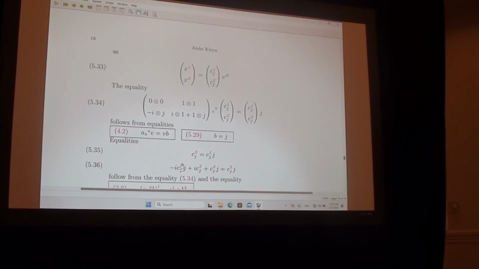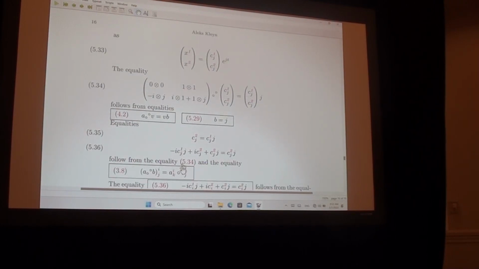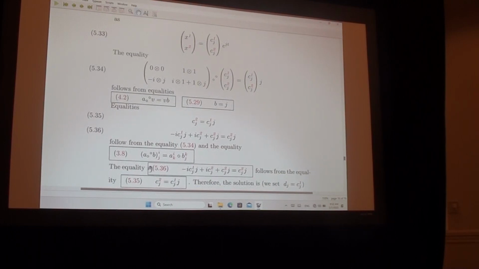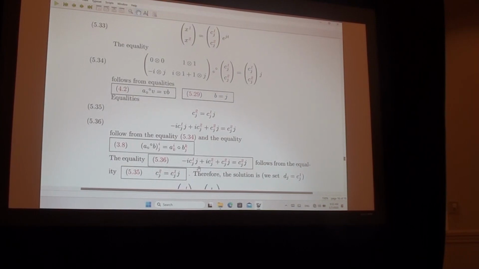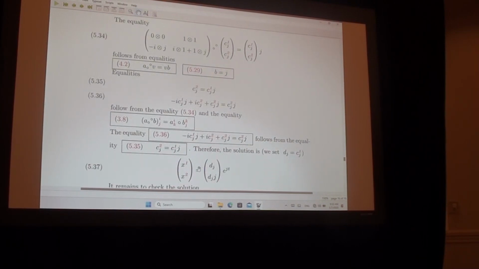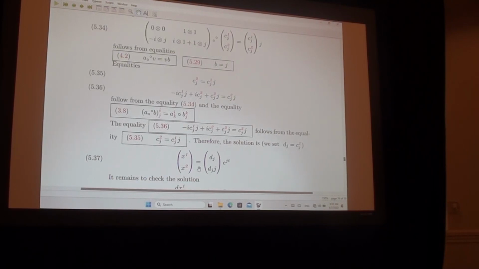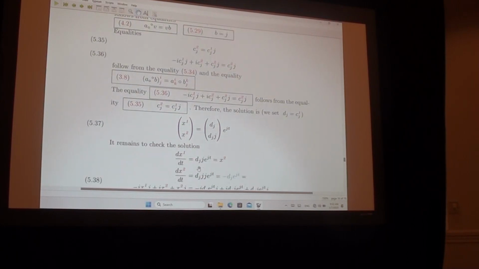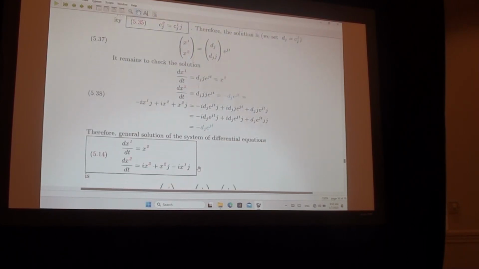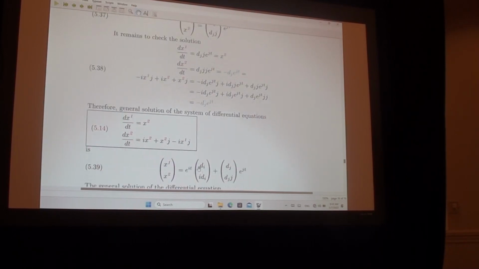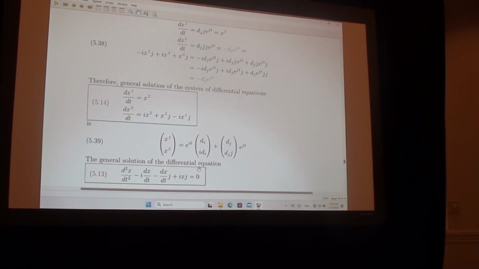And equalities 5.35 and 5.36 follow from equality 5.34 and equality 5.8. The same, equality 5.36 follows from equality 5.25. Therefore, the solution is 5.27, where we set j equals C1. It remains to check that we get a solution of the system of differential equations. Therefore, the general solution of the system of differential equations 5.14 is 5.29. You see that we put the exponent on different sides of the column vector.